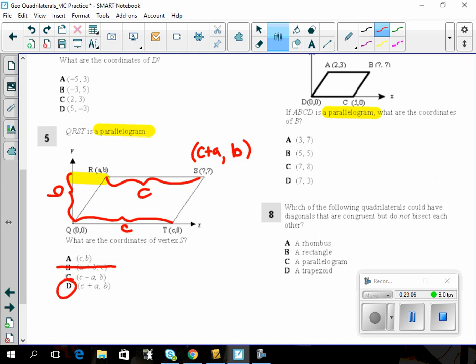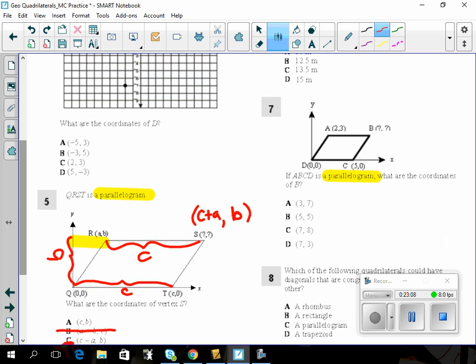All right, let's try number 7. Number 7 has numbers, so maybe it'll be a little bit more comfortable. It's the same kind of idea. Let's try number 7. Go ahead, you try it. You look at number 7. Keep going. Look at number 7. It's the same process, but this time it has numbers, not letters.